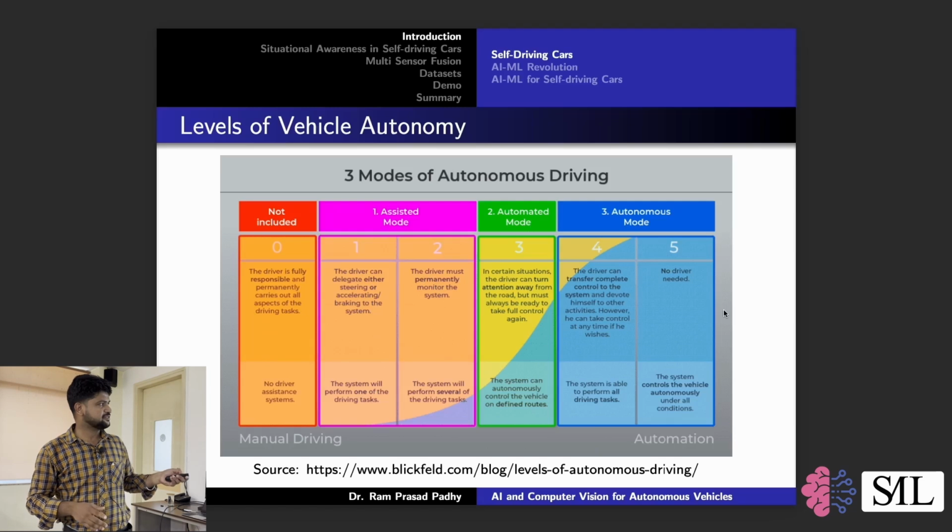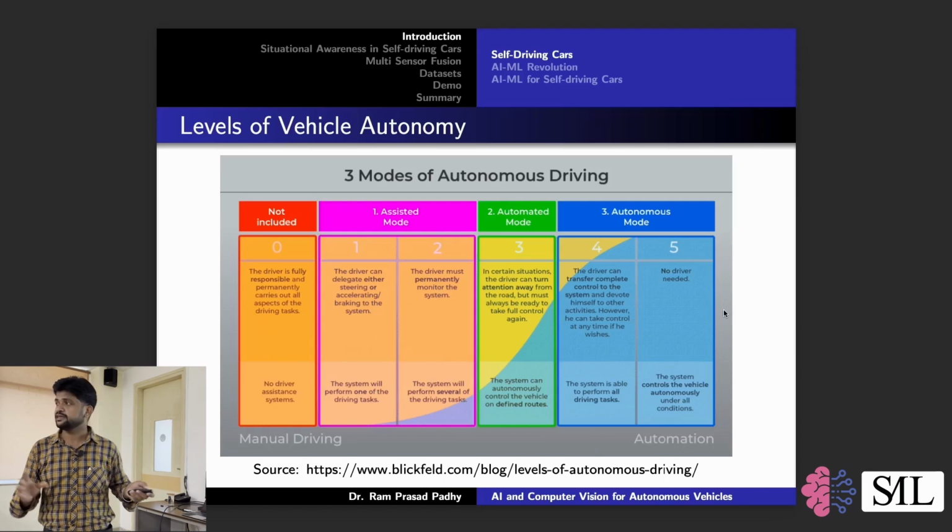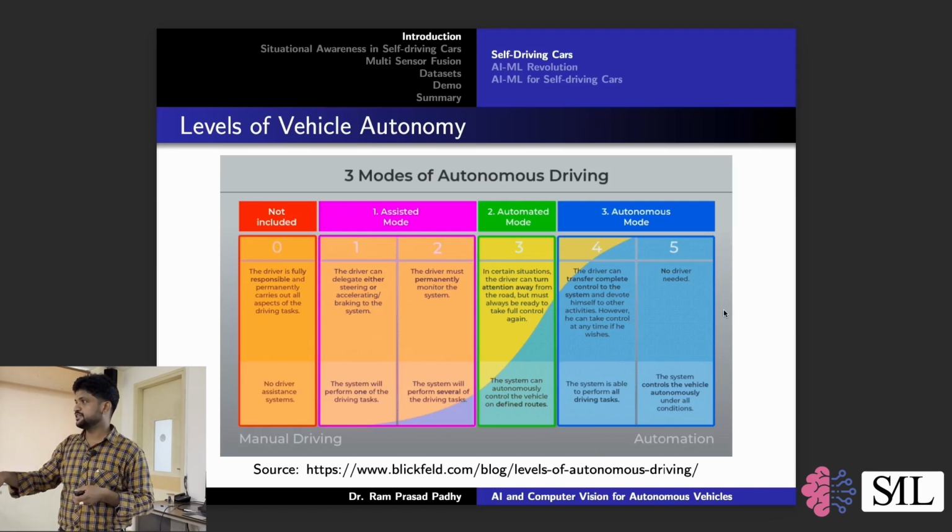Okay. Then comes level 4 autonomy, which is just an incremental increase over the level 3 autonomy. The driver can transfer complete control to the system and devote himself to other activities. However, he can take control at any time if he wishes. You see, the difference between level 3 and level 4 autonomy is that it is according to the driver's wish. It's not like he has to, but it is up to his wish. If he feels that this is a very difficult scenario where the software that we have developed is not up to that mark, then he can take over. Okay, that is the very subtle difference between level 3 and level 4 autonomy.